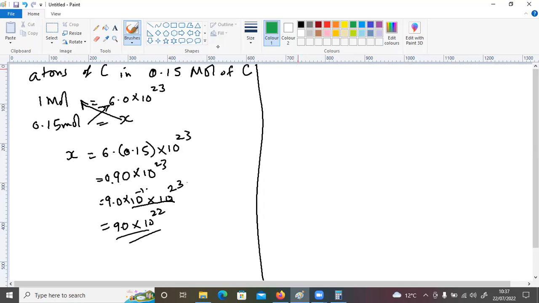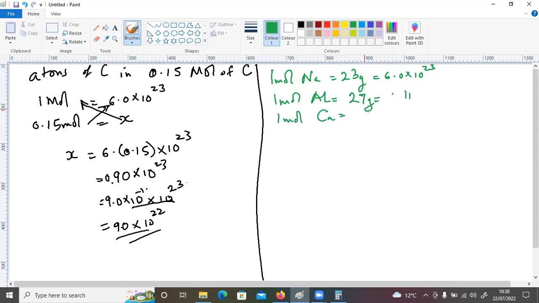You remember a step back there, what did we say? We said, remembering that I know 1 mole of sodium must weigh 23 grams and must contain 6.0 times 10 to the power 23. I said, let's say 1 mole of aluminium must weigh 27 grams and it will always have the same number of particles. We said something like 1 mole of calcium is equal to 40 grams and must contain 6.0 times 10 to the power 23 atoms.